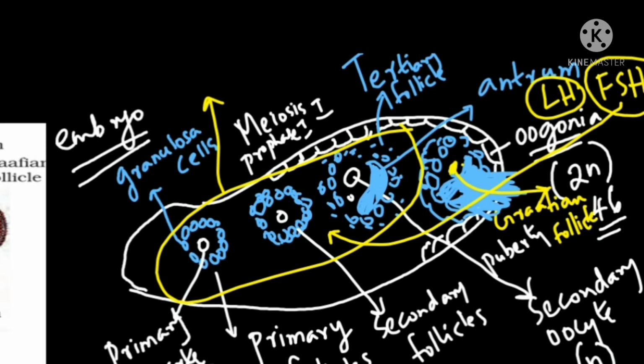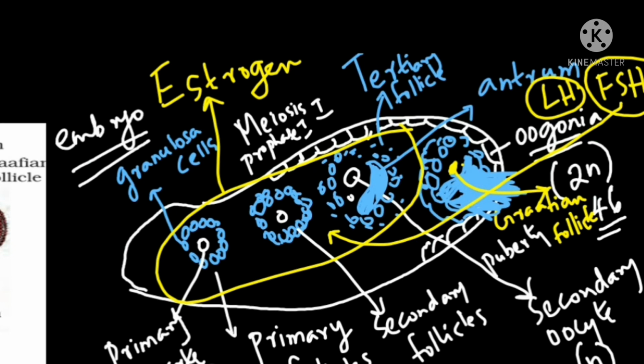Now, when they are growing, these follicles will produce the first female sex hormone. Anybody remembers? It starts with E. First female sex hormone. Estrogen. Very good. Estrogen is a female sex hormone. It is produced by these growing follicles. Primary, secondary, tertiary, as they grow, they will produce estrogen. Who helps them grow is follicle stimulating hormone from the brain.